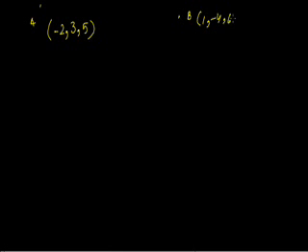Now you have to calculate the value of point D. Let A be the same coordinates. We will use the same coordinates, (minus 2, 3, 5), and point B is (1, minus 4, 6), and we have to find the coordinates of point C (x, y, z), which divides the line segment joining A and B in the ratio 2:3 externally.